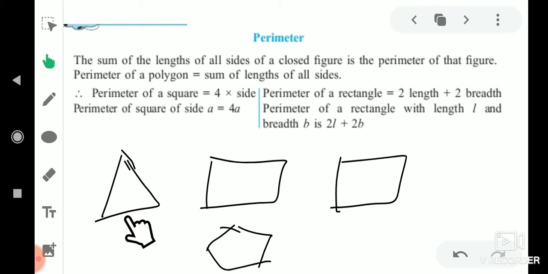If this is a triangle, then its perimeter will be the sum of the length of all these three sides. This is a rectangle, then its perimeter will be the sum of the length of all these four sides. Okay, this is a polygon, that is a pentagon here. So its perimeter will be the sum of length of all these five sides of a pentagon. Okay, so let's see the definition. Sum of the length of all sides of a closed figure is the perimeter of that figure.